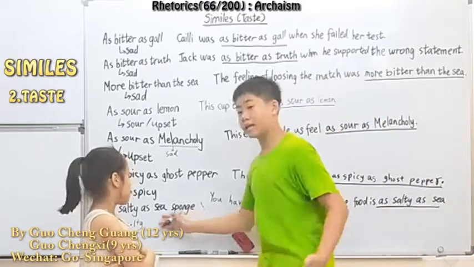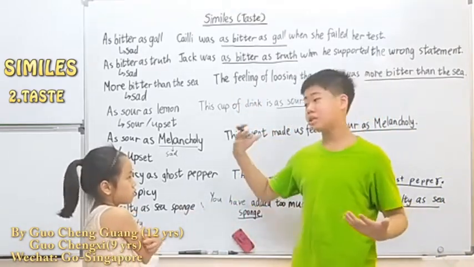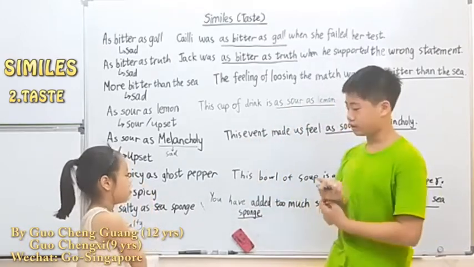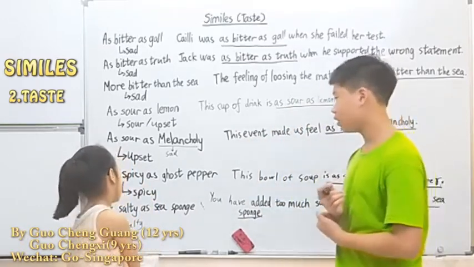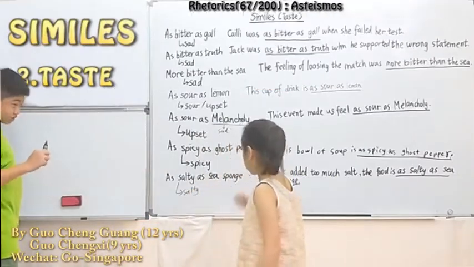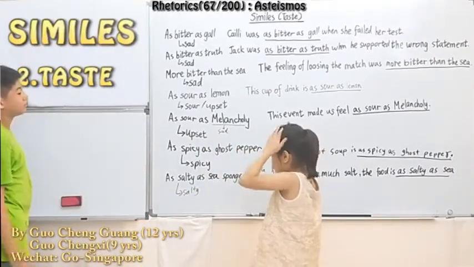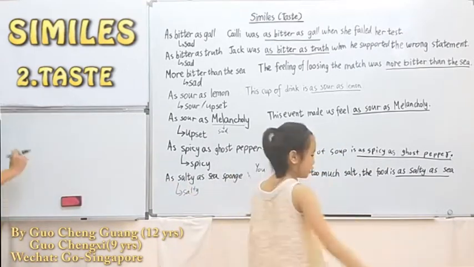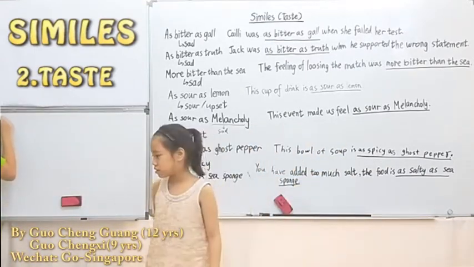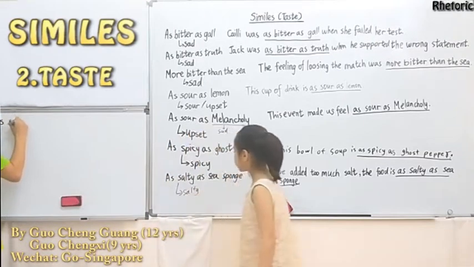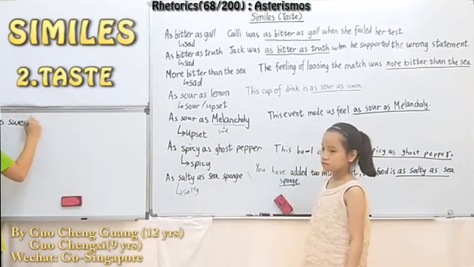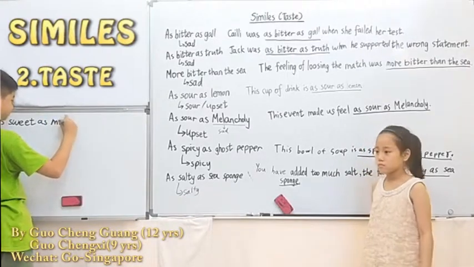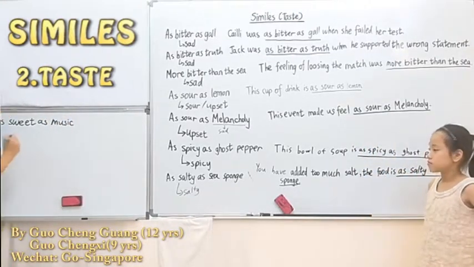Well, you can also write sea wind, because wind near the sea carries some salt from the sea, right? So that's also the same. Okay. Next, we have sweet, right? Let me give an example. As sweet as music. So what does that mean?